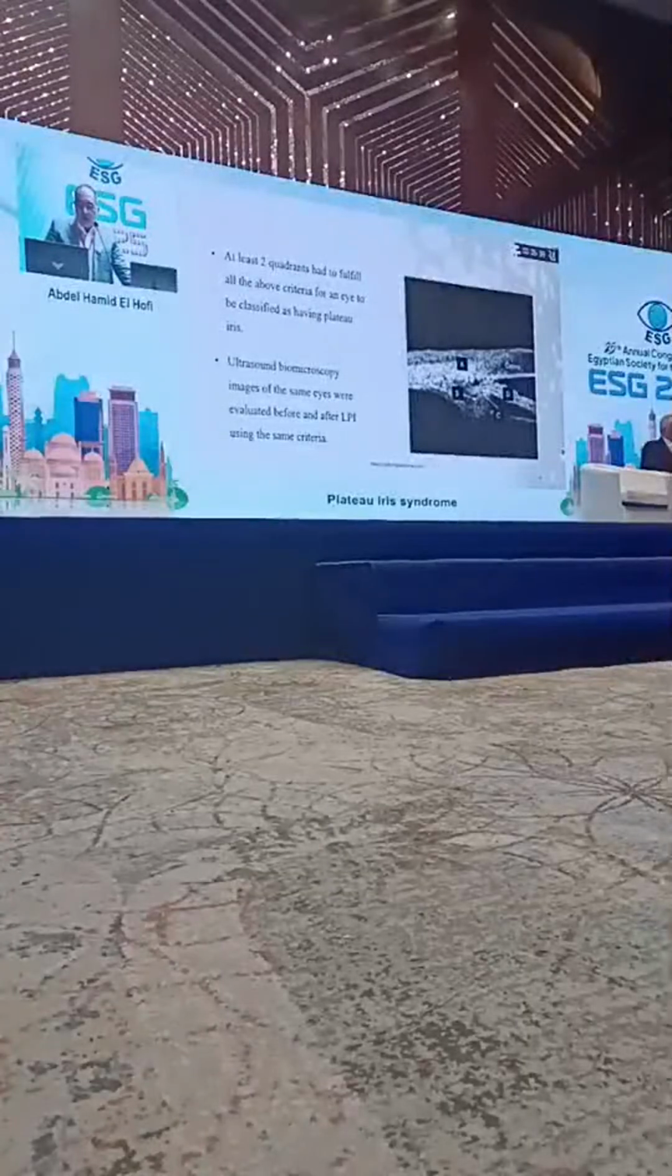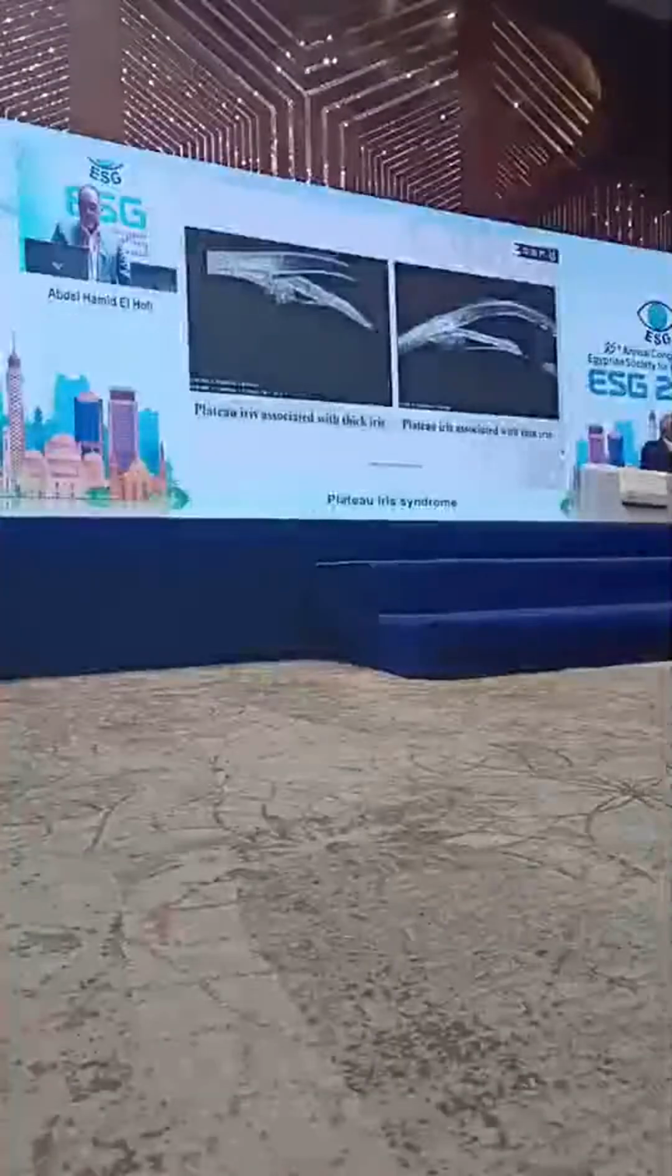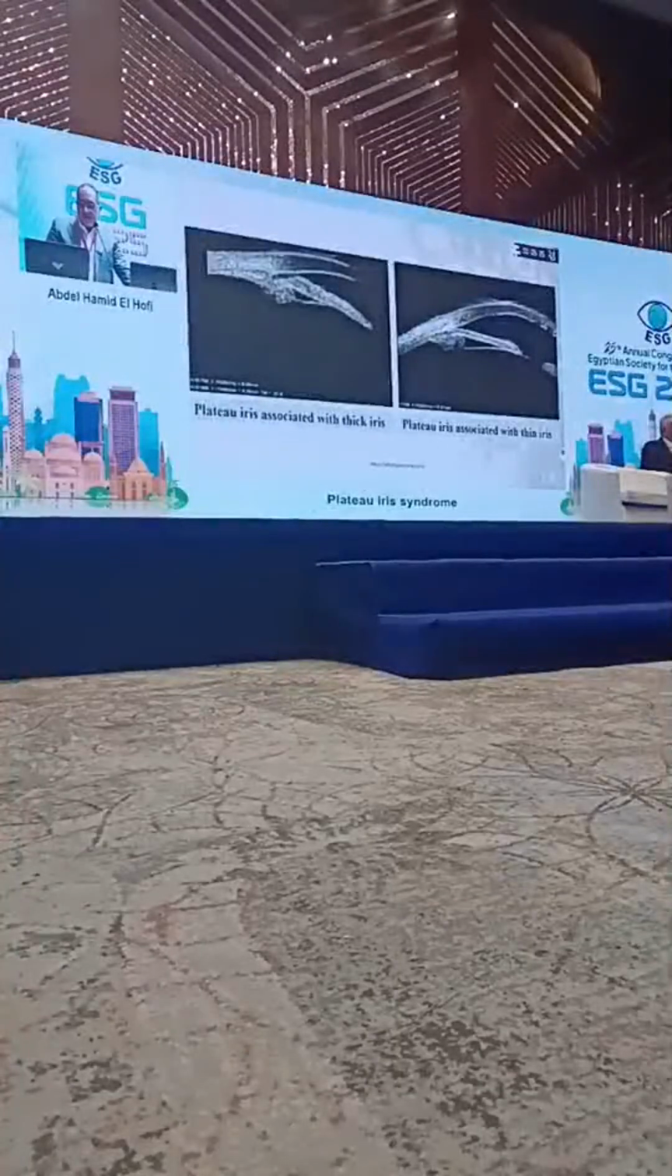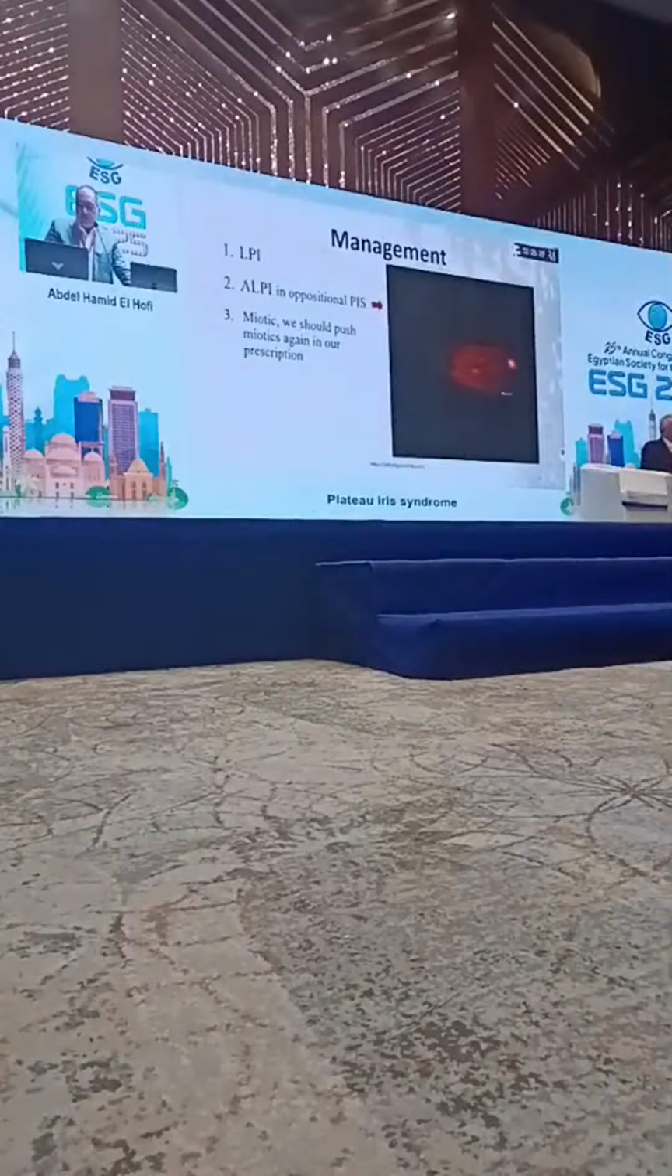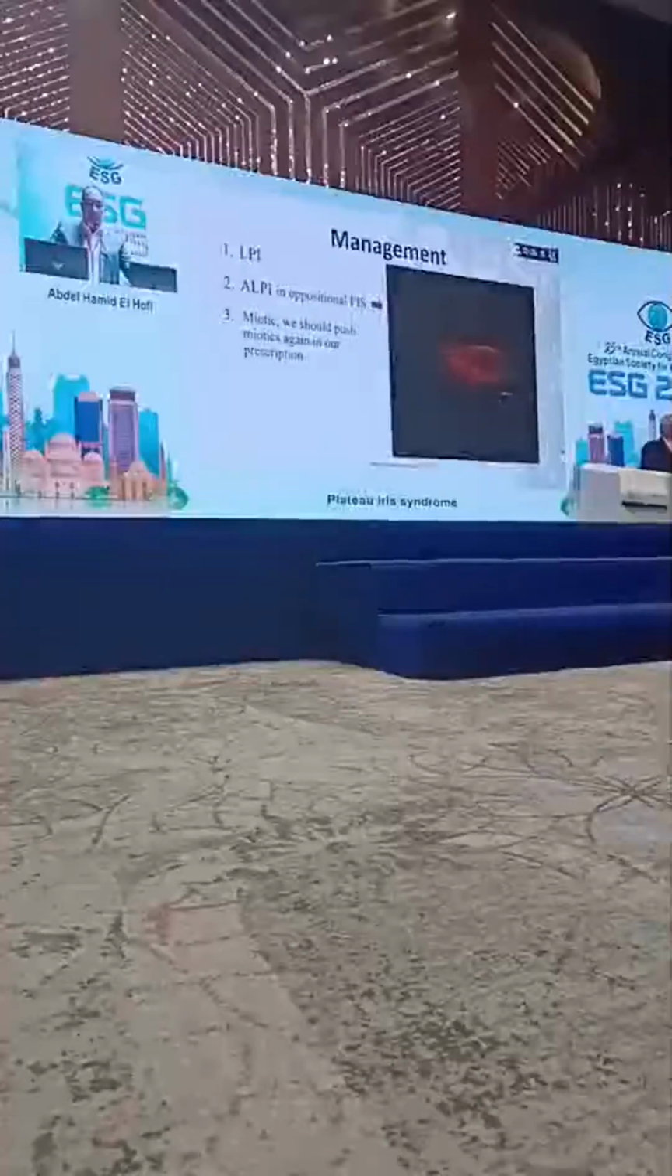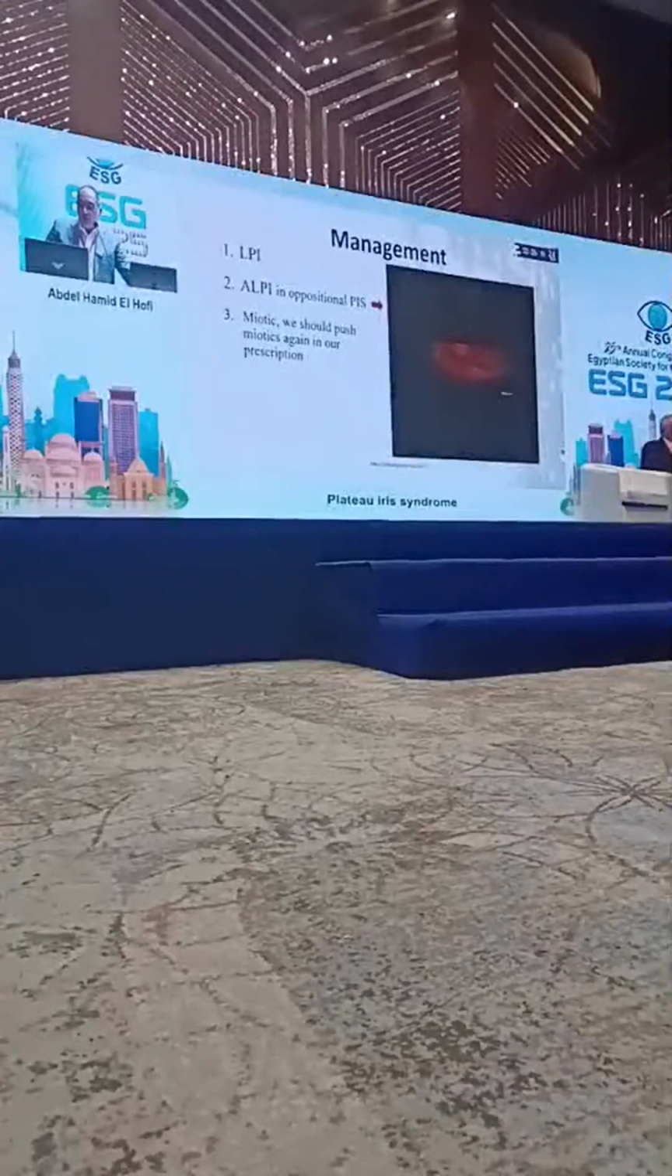Ultrasound biomicroscopy images of the same eye were evaluated before and after LPI using the same criteria. It might occur with a thick iris or a thin iris. The management, definitely, argon laser peripheral iridoplasty might be of benefit in the oppositional type. It takes the iris away from the angle.